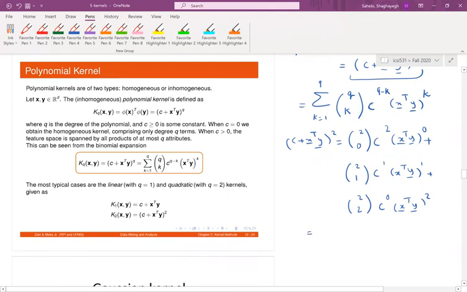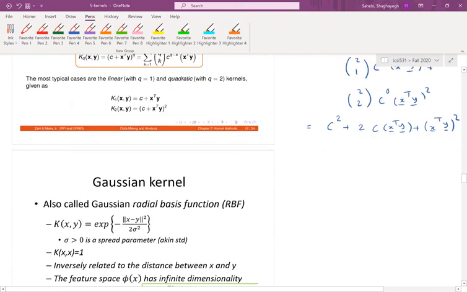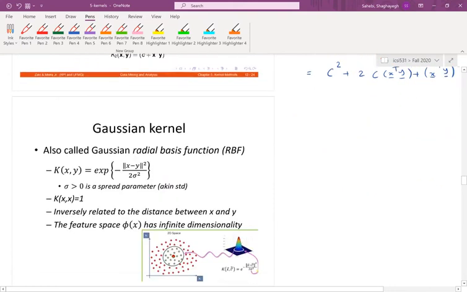Which is equal to c squared plus 2c x transpose y plus x transpose y squared. And you can do that for higher orders also. So this was the polynomial kernel.